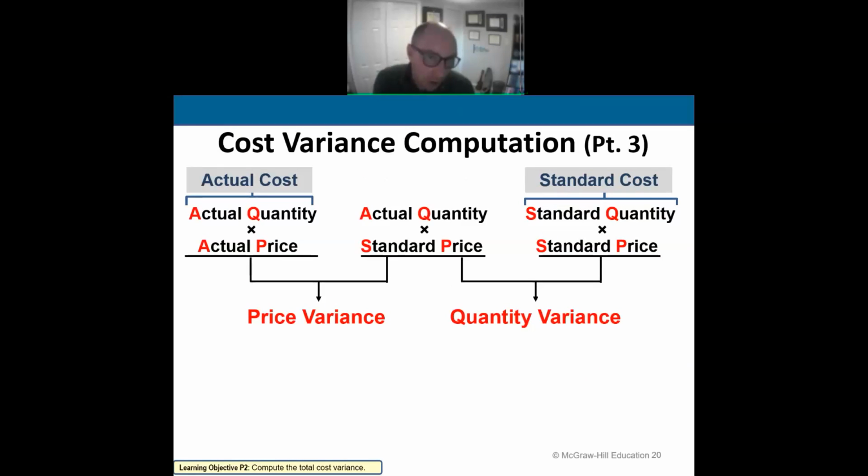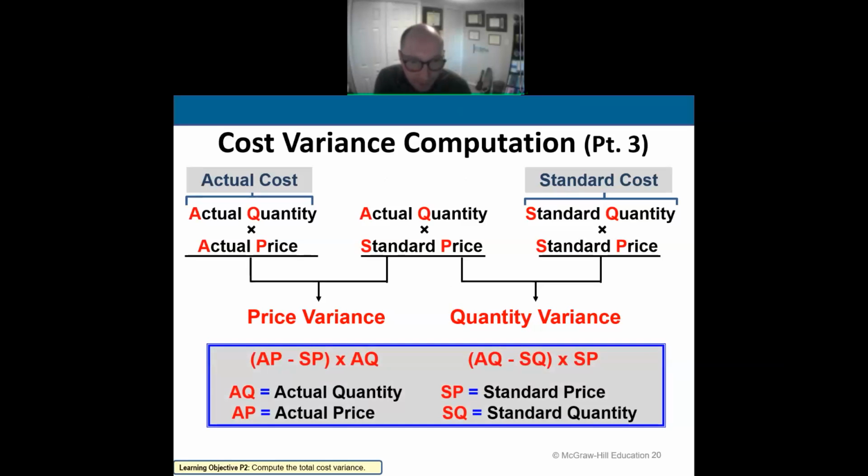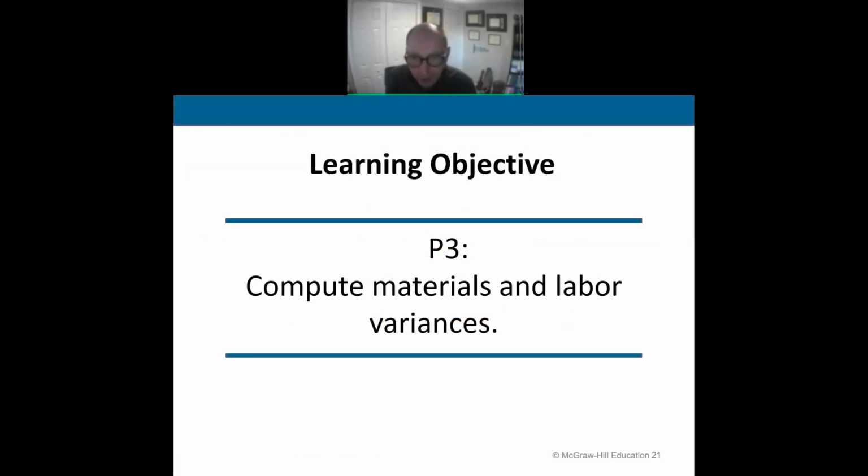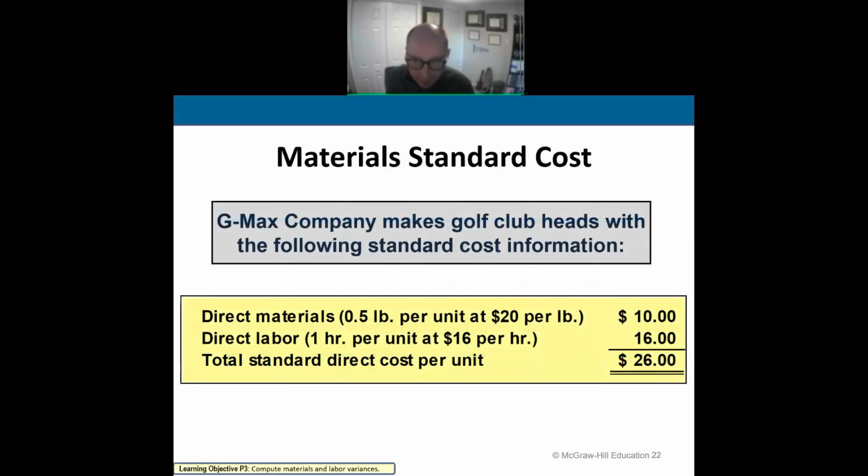How do you find the actual cost? You take the actual quantity times the actual price. Minus the actual quantity times the standard price gets you your price variance. Actual quantity times the standard price minus the standard quantity times the standard price gets you your quantity variance. And here's a nice shorter version of that equation to get each variance. And that's used for both materials and labor.